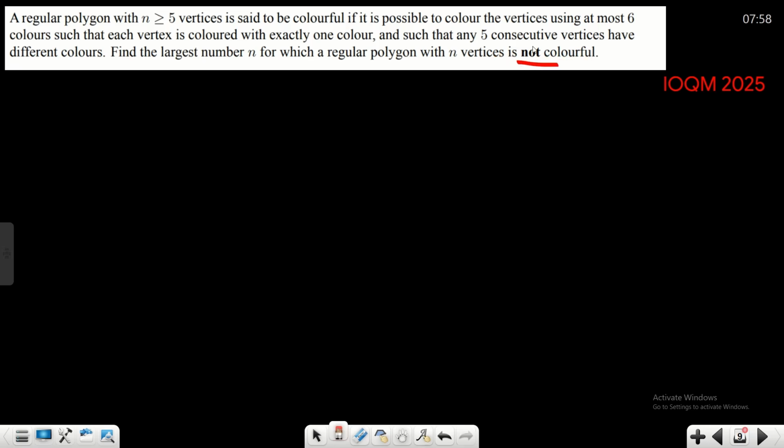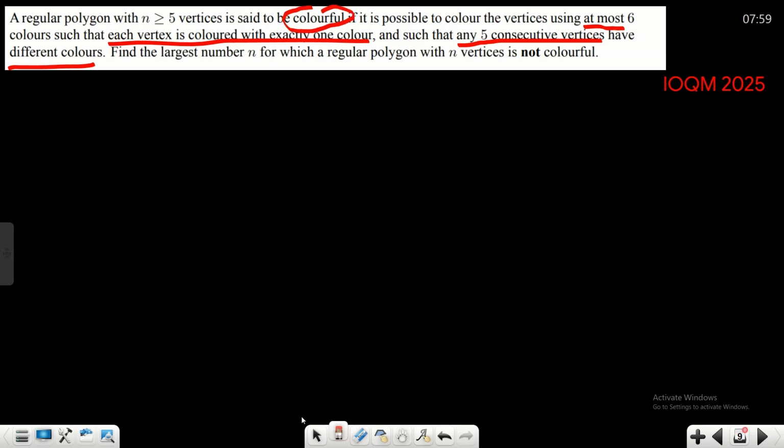Okay, so they have darkened the word "not" as well. Now they are saying that it is said to be colorful if it is possible to color the vertices using at most 6 colors. Note these words, "at most", that is very important. You can't take directly 6 colors. They are saying at most 6 colors, so you can have 0 colors, 1 color, but 0 is senseless. So you can have 1, 2, 3, 4, 5, 6 colors. And each vertex is colored with one color, and any 5 consecutive vertices should have different colors. So this is the meaning of colorful as per this question.